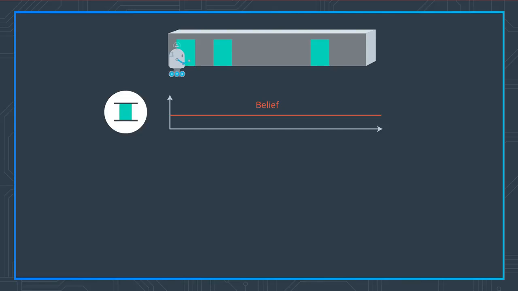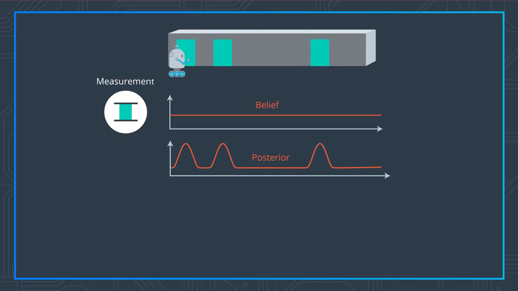The measurement of a door transforms our belief function, defined over possible locations, to a new function that looks pretty much like this. For the 3 locations adjacent to doors, we now have an increased belief of being there, whereas all the other locations have a decreased belief. This is a probability distribution that assigns higher probability for being next to a door, and it's called the posterior belief, where the word posterior means it's after a measurement has been taken.